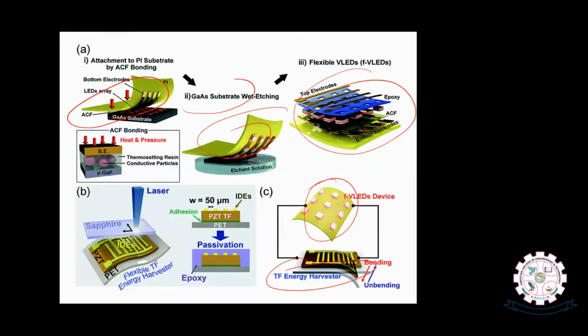So here again is a flexible energy harvester where you apply stress, and these are the IDEs, that is interdigitated electrodes. When you apply the stress, you will get the voltage, and that's how the flexible electronics industry is booming day by day because of the excellent properties. Also, you explore smart materials for this kind of application.